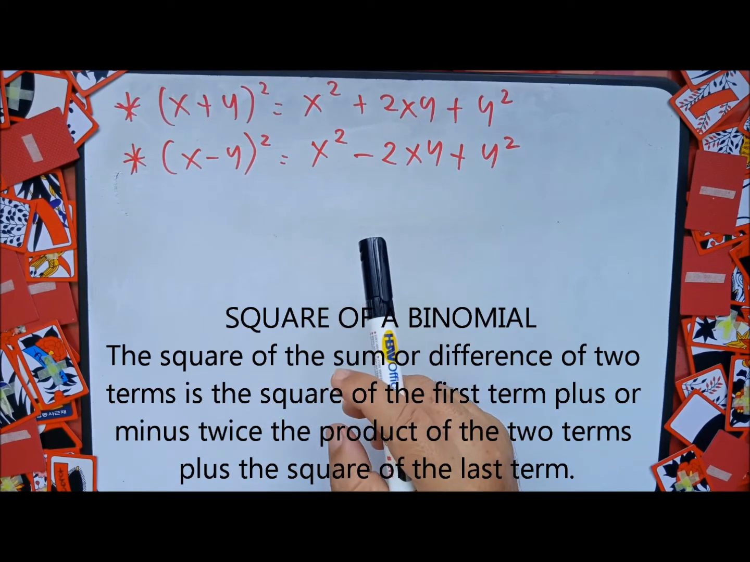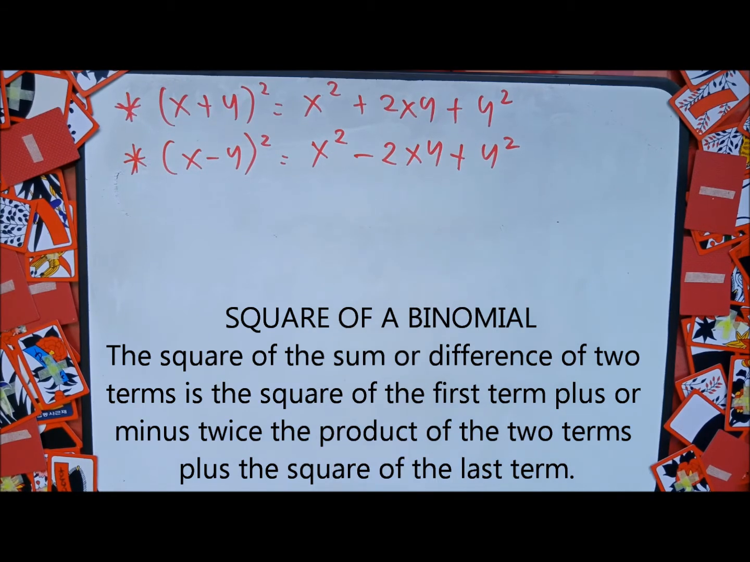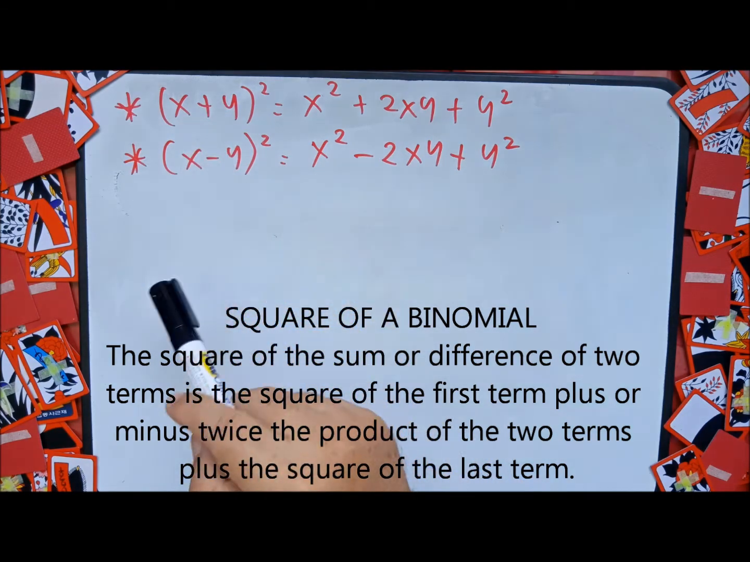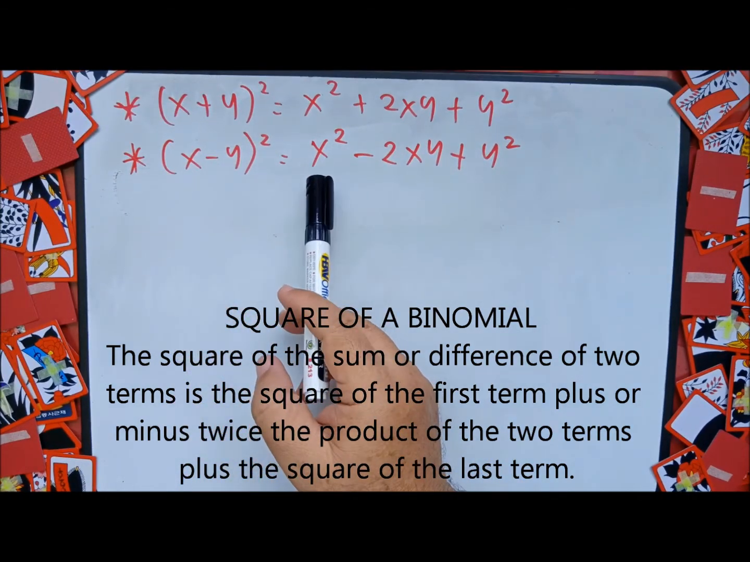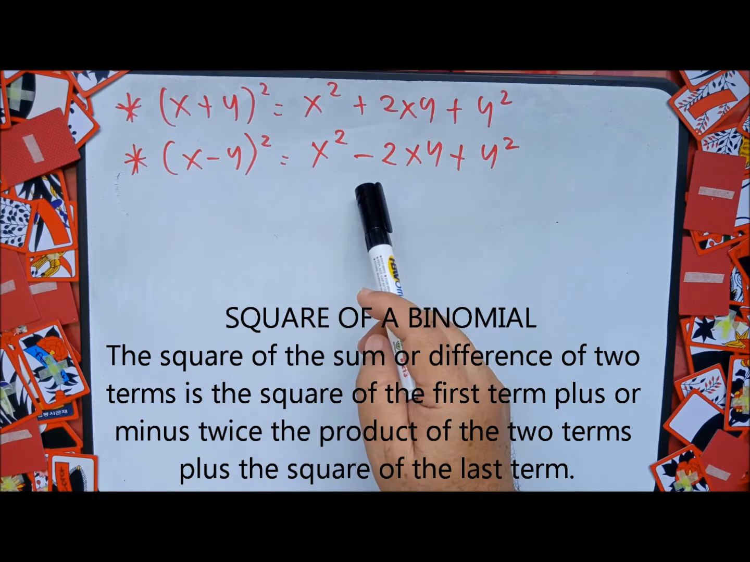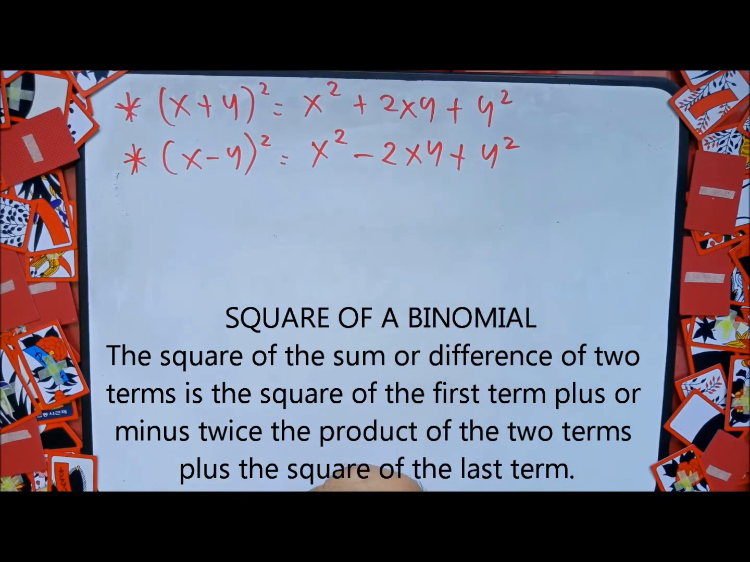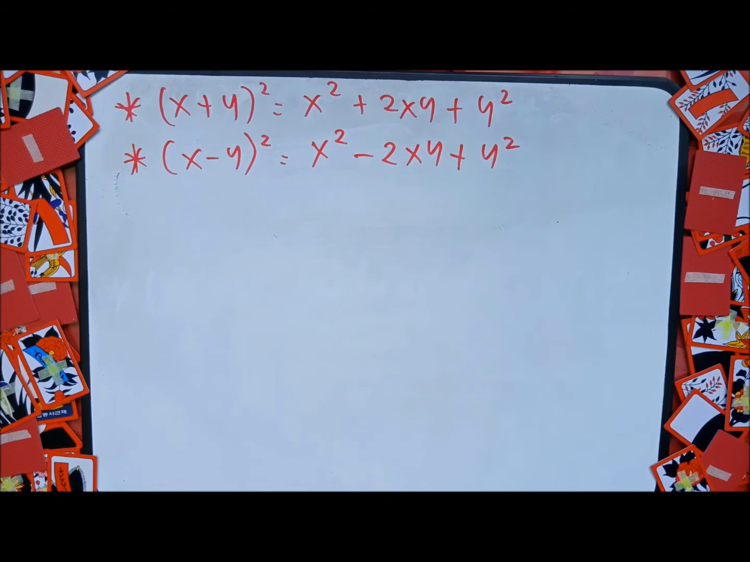Now, can you give me the rule? Okay. The square of a binomial, the square of the sum or difference of two terms, is the square of the first term plus or minus twice the product of the two terms plus the square of the last term. Now, I'll give you an example for the difference.